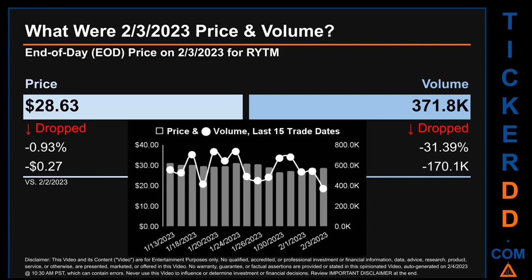The graph shows price and volume for the last 15 trade dates. Across a range of $4.68, the max and minimum end-of-day price were respectively 31.25 and 26.57. Volume saw a range of 364.7 thousand, from a day low of 371.8 thousand to a day high of 736.5 thousand.